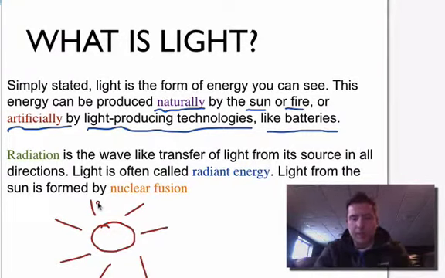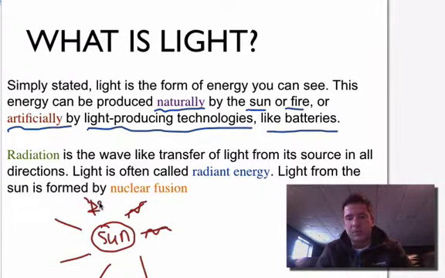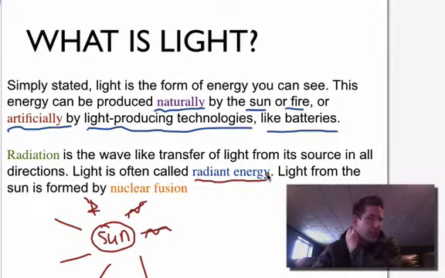So if we had the sun right here, I'll just write that in. The sun is radiating, but these are like waves. So they're wave-like transmissions of light. Now it's visible light, but it also gives off radiant heat. But it's moving in all directions, which is really important. So light is often called radiant energy, and we call it radiant energy because of these concepts that it moves like waves, and it goes in all sorts of different directions.